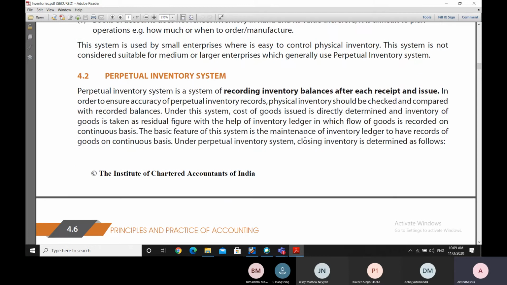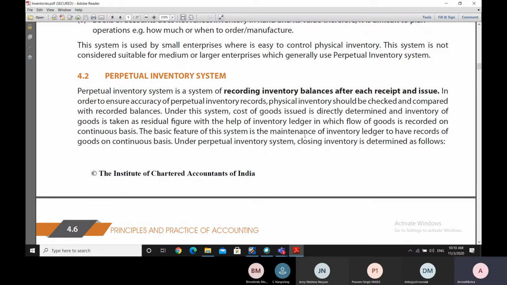Now let us see what this perpetual inventory system is all about. The perpetual inventory system is a system of recording the inventory balance after each receipt and after each issue. When we receive any inventory in our godown, or when we receive it in our record, and when we issue some, at that time itself the inventory balance is updated, so 100% of the time we are having the exact inventory balance or exact inventory valuation with us.